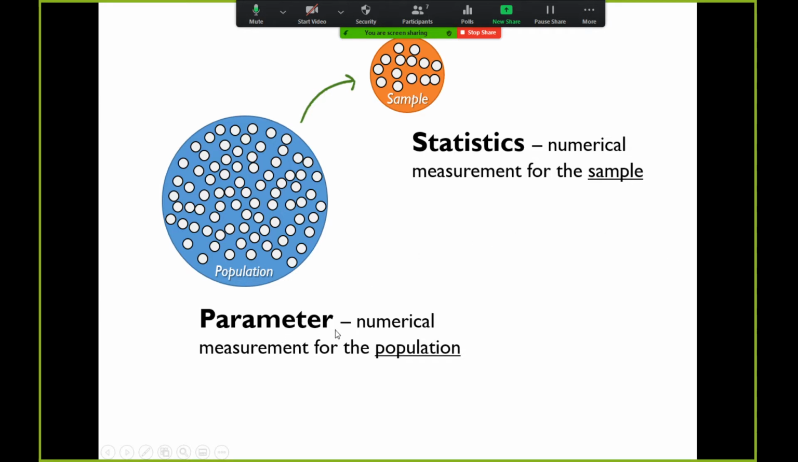So parameter, population, right? Parameters are numerical values related to the population. Statistics are numerical values for the sample. You've got to know these two terminologies because we're going to use them throughout the entire semester. A nice way to remember is population, parameter, sample, statistic. That alliteration there.